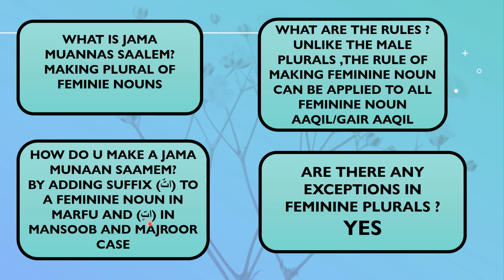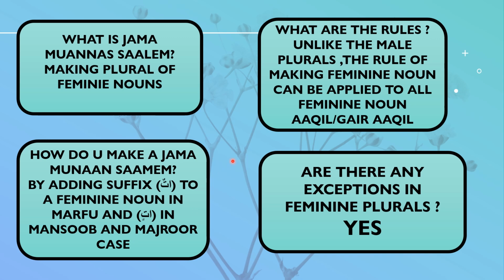And one may ask, then how am I going to recognize the Jama Muannas Salim if it's in Mansoob or Majroor, since in both cases it has a Kasra? So remember, always check the position in the sentence. The position of the noun that falls in Mansoob will have a Fatha, but in Jama Muannas, it will show its position by Kasra. And how are you going to recognize? By the position in the sentence. If the position of the Jama Muannas Salim is in Maful Bihi case, even though it's showing a Kasra, you have to say it's in Mansoob case. So that is when the I'rab comes.